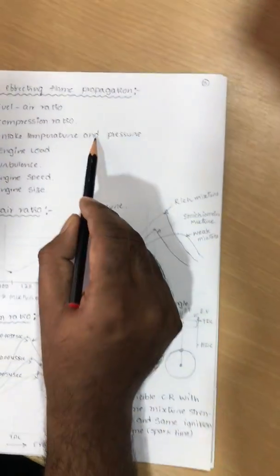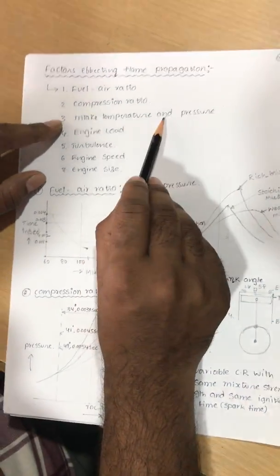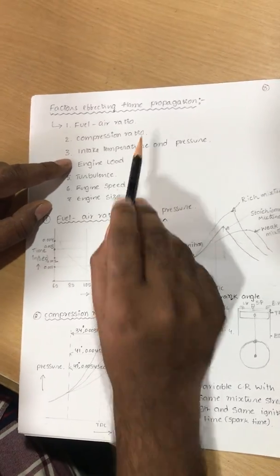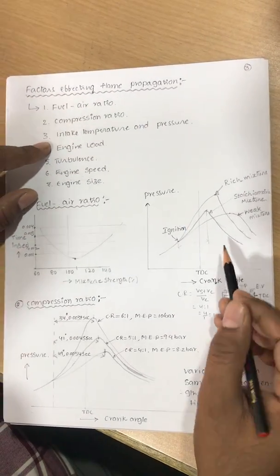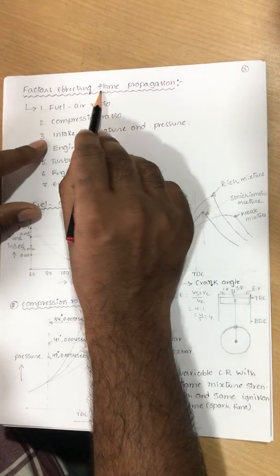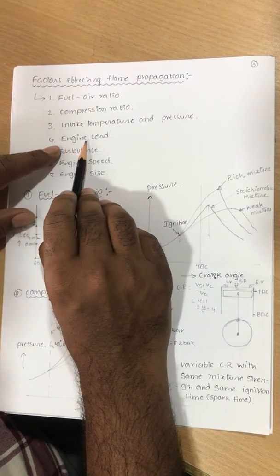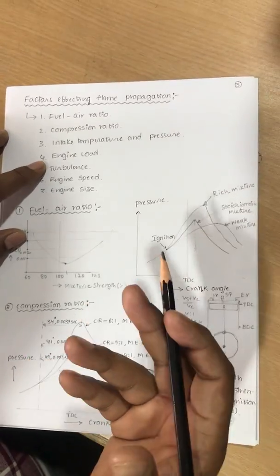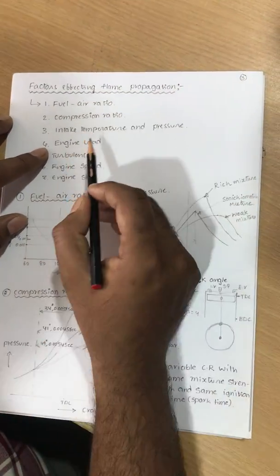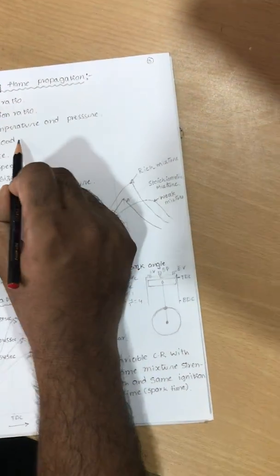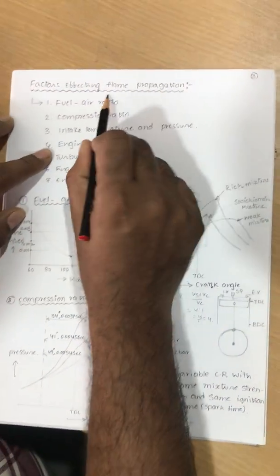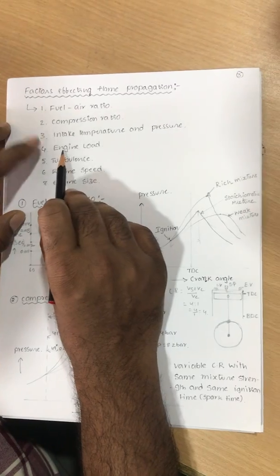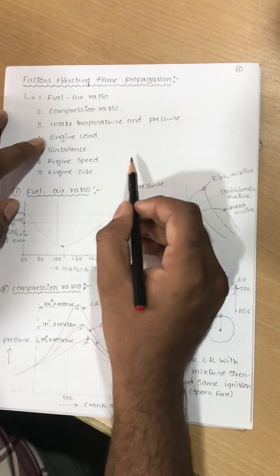Now intake temperature and pressure. We have already discussed intake temperature and pressure. If the intake temperature increases, automatically the maximum temperature inside the cylinder also increases. That leads to increased flame speed. Now engine load. If the engine load increases, automatically temperature and pressure also increase. If the load is more, automatically more pressure and more temperature occur inside the cylinder. So when more temperature is available, flame speed also increases. So increasing the engine load increases the flame propagation.